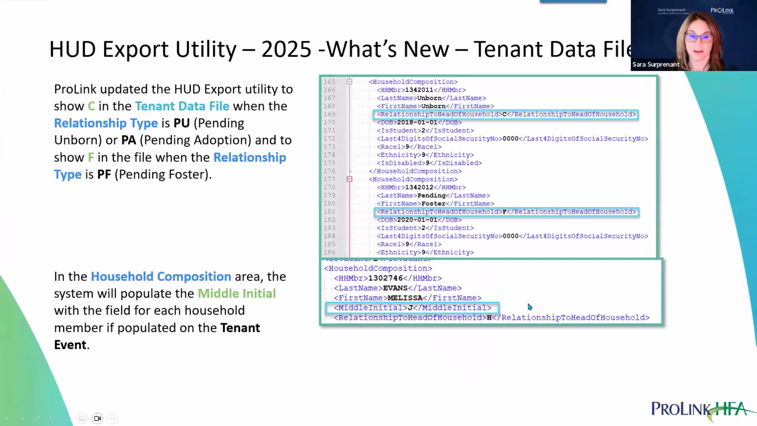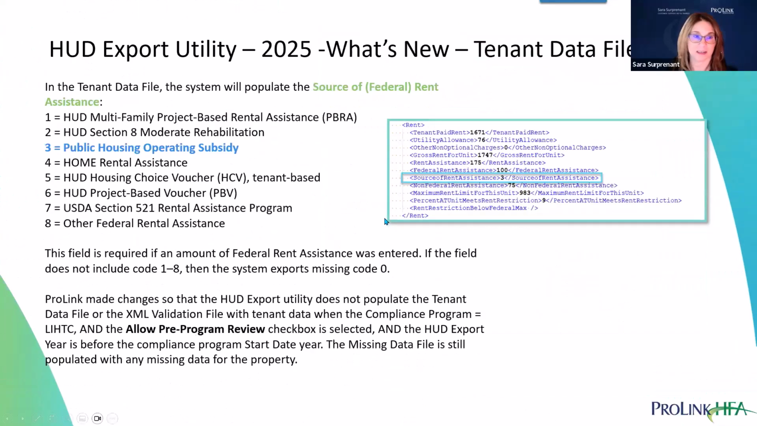The tenant data file, whole bunch of cool stuff in here. I think the big one that some people are concerned about, we've added the option for a middle initial. So if any of your tenants have a middle initial, it's going to show up. If you don't have a middle initial, that's fine. But if you do, it's going to be in there now. We now have a relationship type of C when it's a pending unborn baby or pending adoption, and an F when it's a pending foster. So these are things we updated specific to all your tenant indicator data.